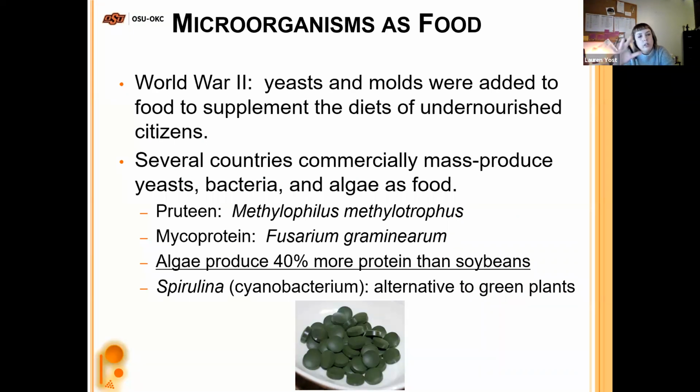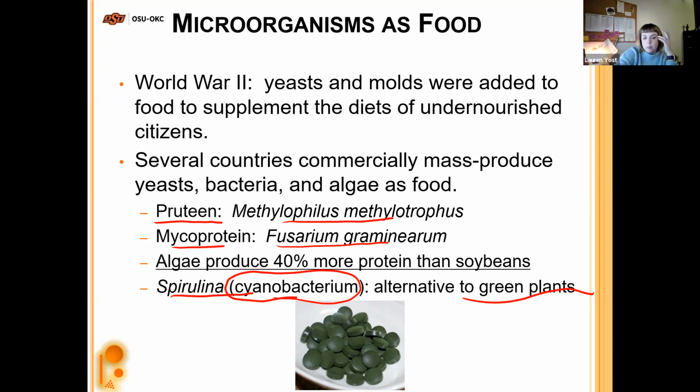In World War II, yeasts and molds were added to food to supplement the diets of undernourished citizens because it was easy to grow up these microbes. And then we have several countries that mass produce yeast, bacteria, and algae as food intentionally. And we have something called protein. That is this. And then mycoprotein. And this is this. It's a mold. And then spirulina, which is a cyanobacterium. So a lot of us may have heard of spirulina. It's a photosynthetic bacterium that we use as an alternate to green plants, and supposedly has all these beneficial qualities in it.